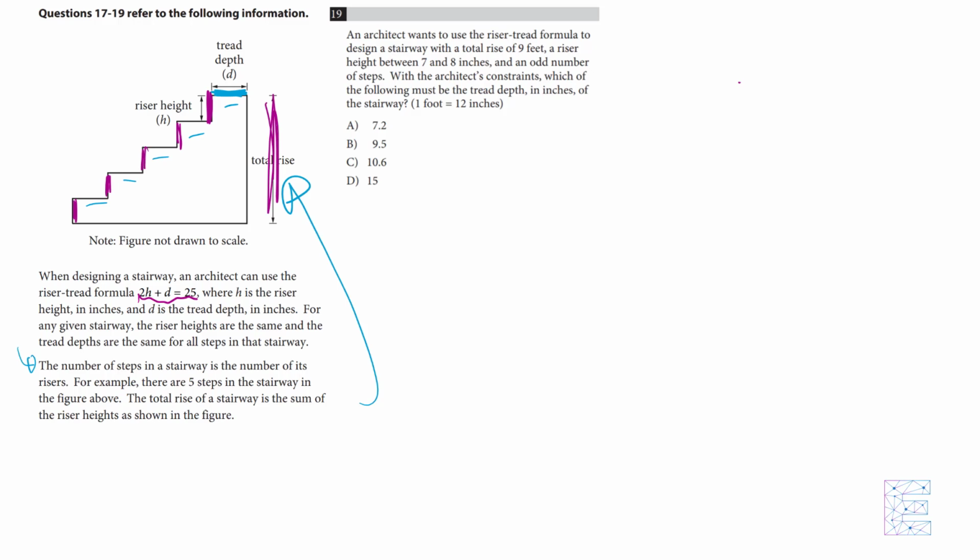An architect wants to use the riser tread formula to design a stairway with a total rise of 9 feet, a riser height between 7 and 9 inches, and an odd number of steps. With the architect's constraints, which of the following must be the tread depth in inches of that stairway?